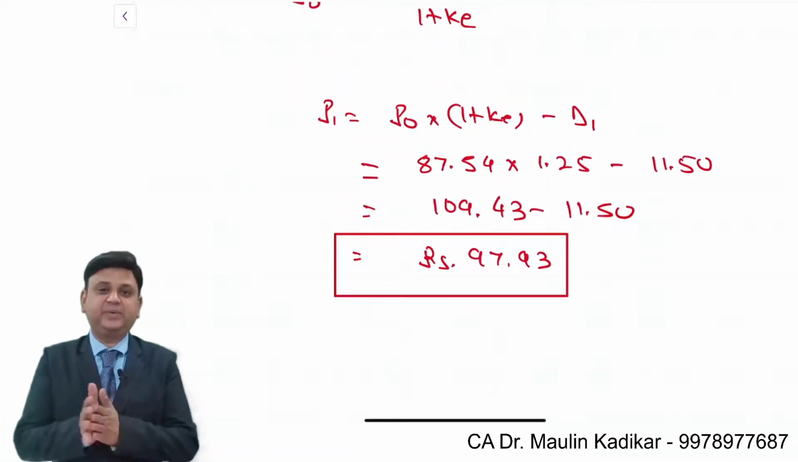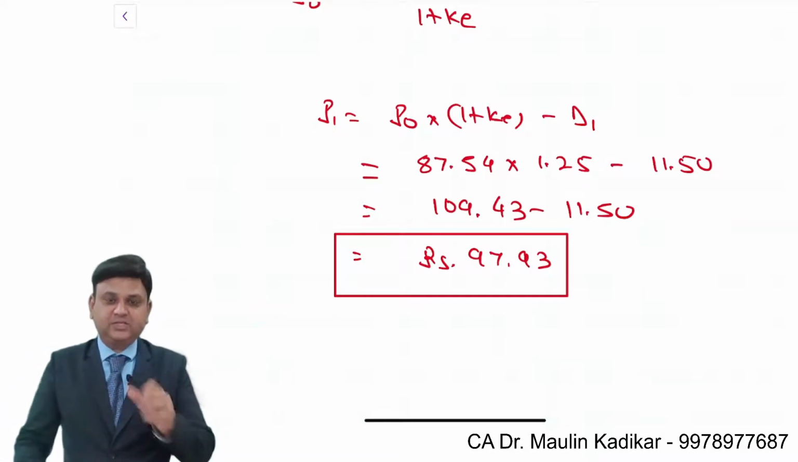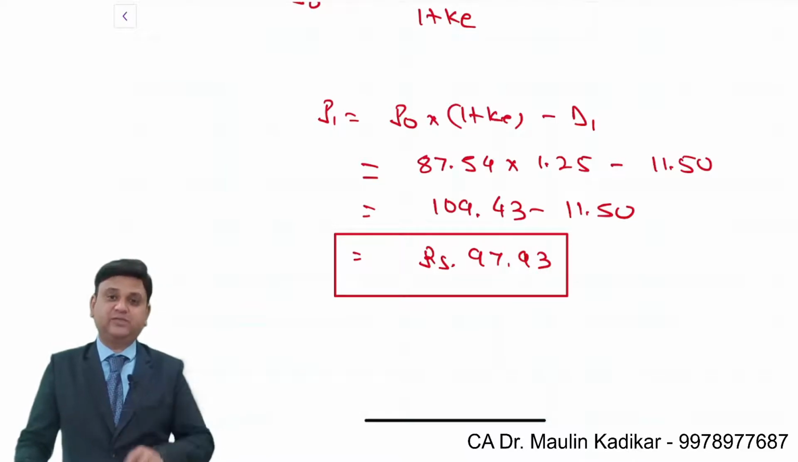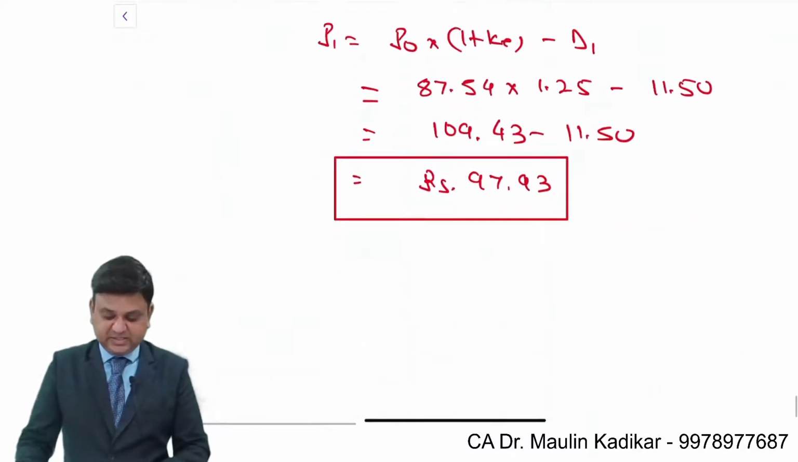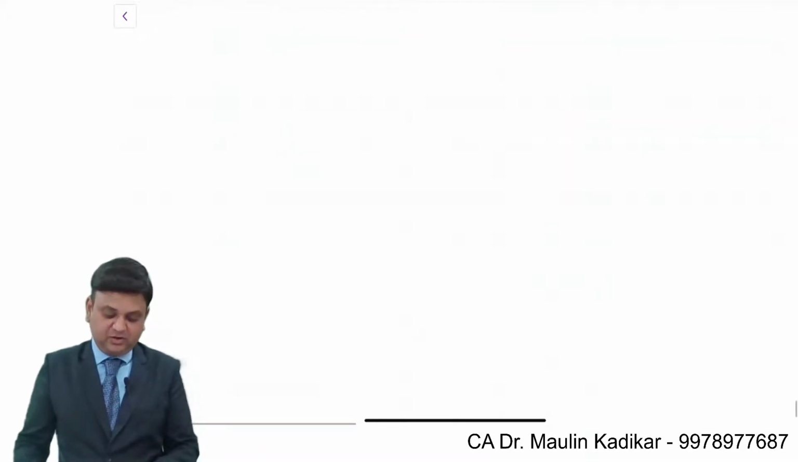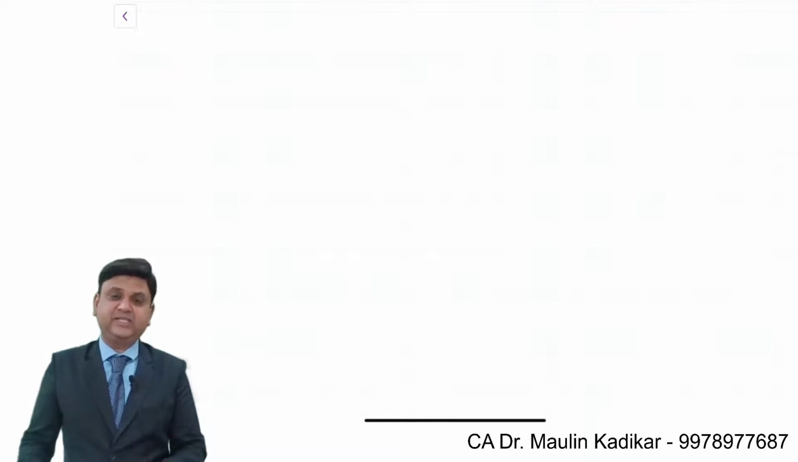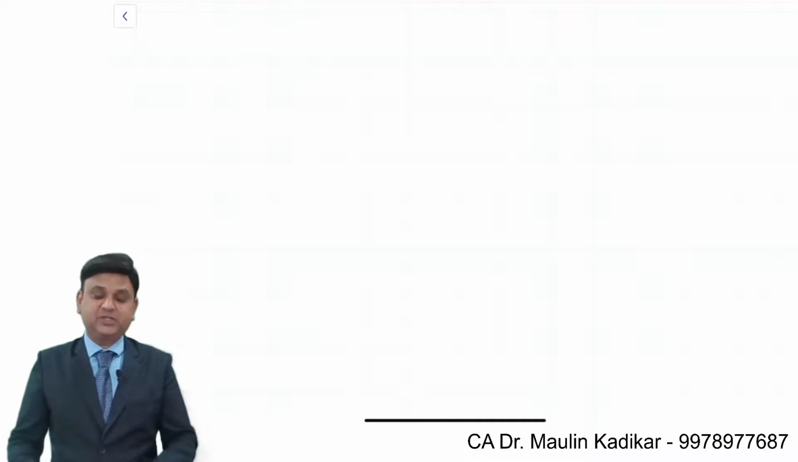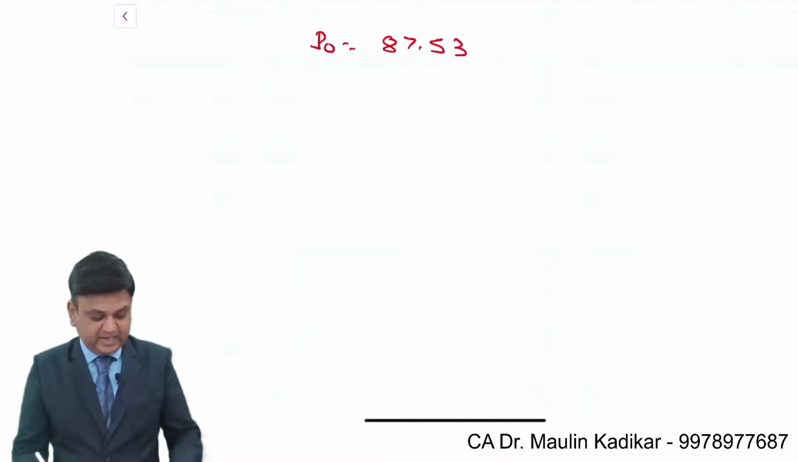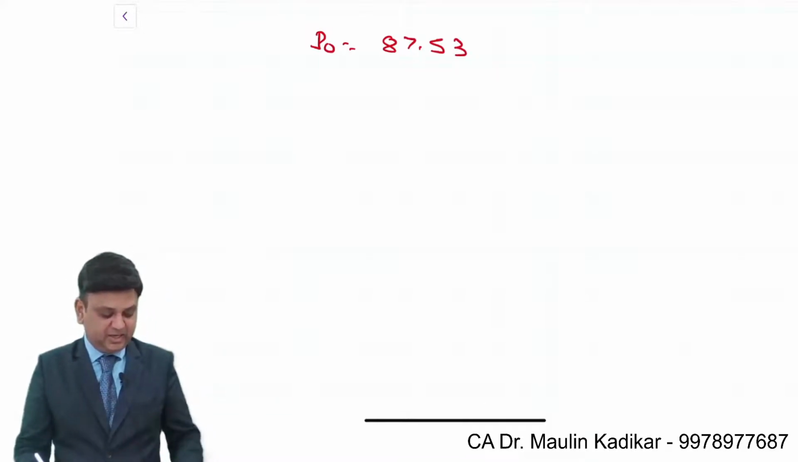Everybody is requested to pay attention for 2 minutes. Based on a query of a student, I would like to give you an explanation for the logic of this formula. Understand, friends, like this. In an equilibrium situation, we always assume that the price of the security is going to give you the return as per the expectation of the investor. So P0 is 87.53 or 54. An investor who is purchasing the security is making an investment of 87.53.